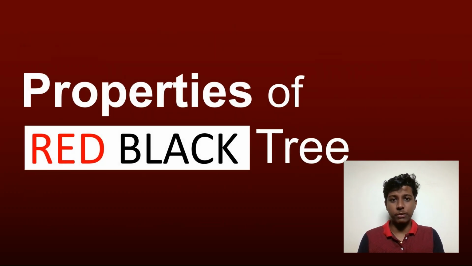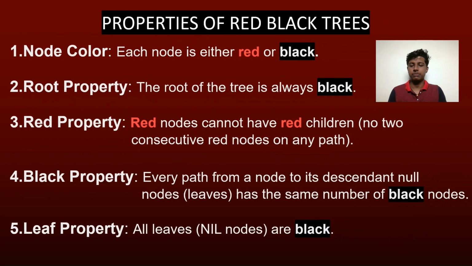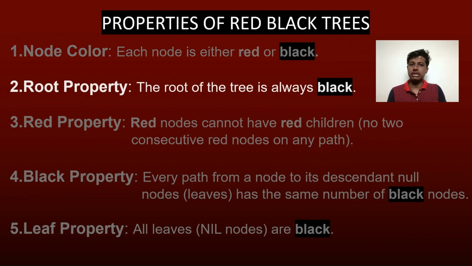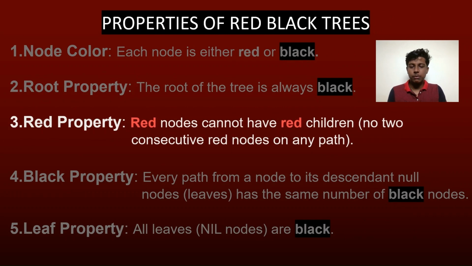Now let us look at the properties which a red-black tree follows. The first property is about the color of the node. The node color is either red or black. The second property is about the root. The root of the red-black tree is always black. It can never be a red node. The third property is an important property. It states that a red parent node cannot have a red child, which means no two consecutive red nodes can come together on a path. We'll look at these properties later.